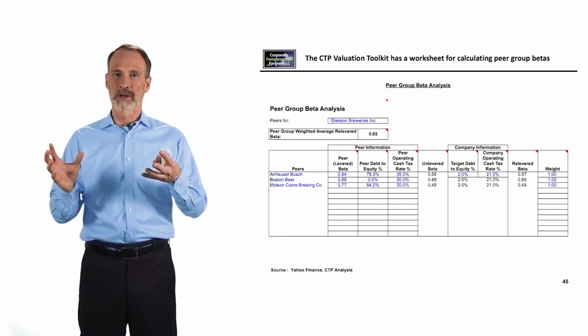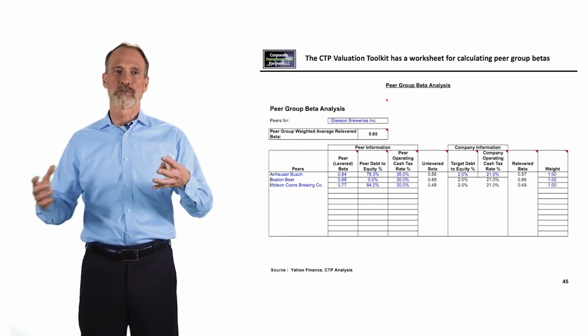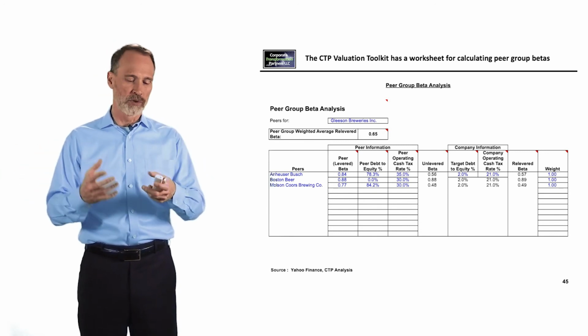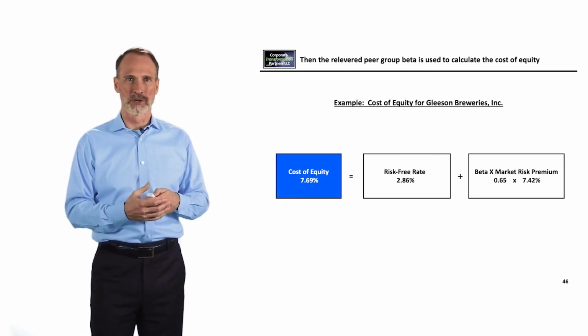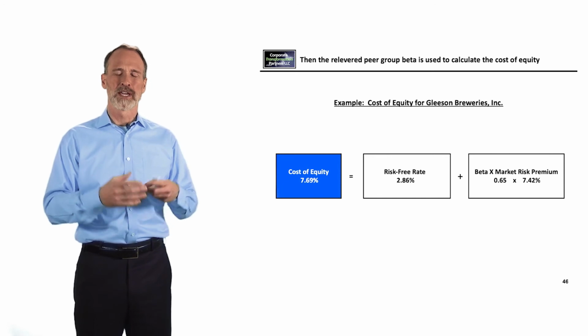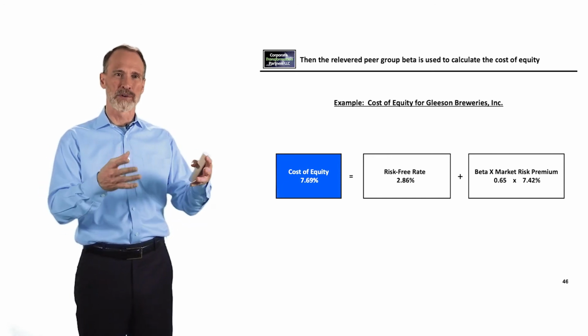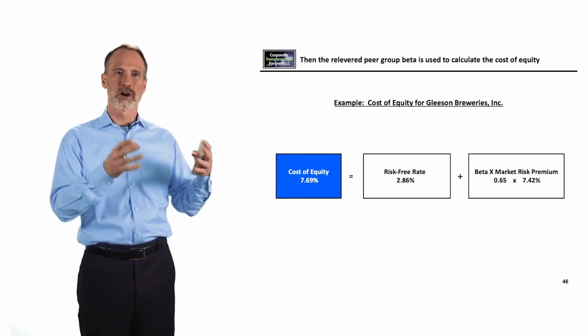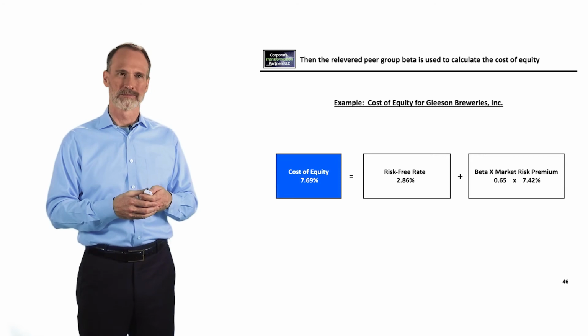And then what the model does, based on the weights that you provide, is it comes up with the weighted average re-levered beta, which you can then use in your cost of equity calculation, as we've shown here for Gleason Breweries. You take the relevered average beta, you multiply it by the market risk premium, add the risk-free rate, and we end up here with a cost of equity for Gleason of 7.69%.